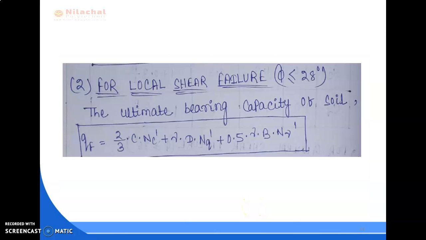Then for local shear failure, whenever phi is less than or equal to 28 degrees, in that particular case we consider it a local shear failure. So to find the ultimate bearing capacity of soil, qf equal to 2 by 3 c Nc dash plus gamma D Nq dash plus 0.5 gamma B N gamma dash. This is the formula you have to apply whenever local shear failure is given in the question, or it may be given like phi less than or equal to 28 degrees.